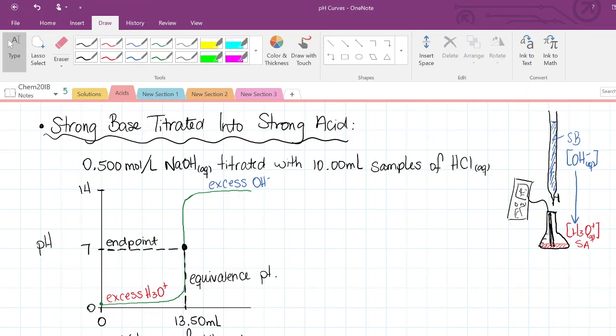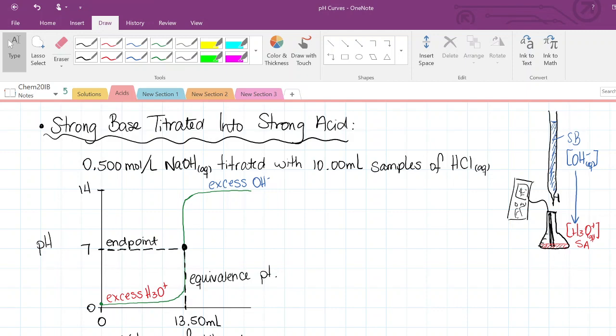And in our burette, we put our strong base titrant. Okay, so in this case, when we start at a volume of 0, we're going to have a high concentration of hydronium ions. And because this is a strong acid, that means our pH is going to be very, very low. So that's our starting point right there when we've had 0 milliliters of volume titrated.